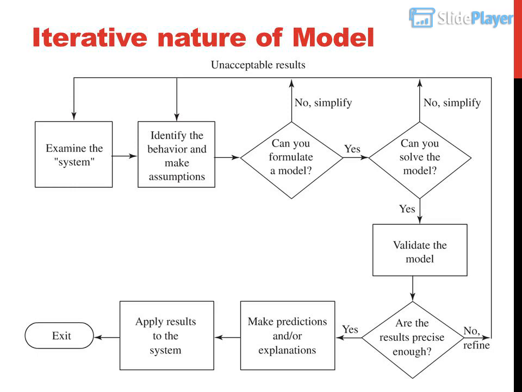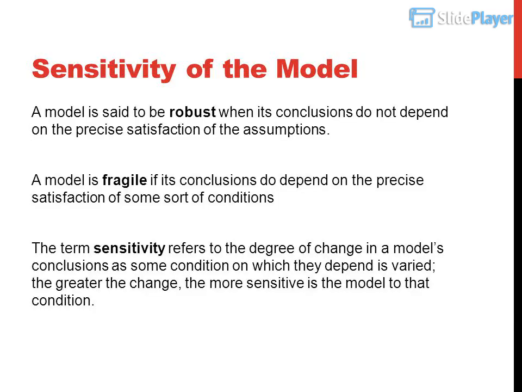Iterative nature of model construction. Sensitivity of the model. A model is said to be robust when its conclusions do not depend on the precise satisfaction of the assumptions. A model is fragile if its conclusions do depend on the precise satisfaction of some sort of conditions. The term sensitivity refers to the degree of change in a model's conclusions as some condition on which they depend is varied. The greater the change, the more sensitive is the model to that condition.